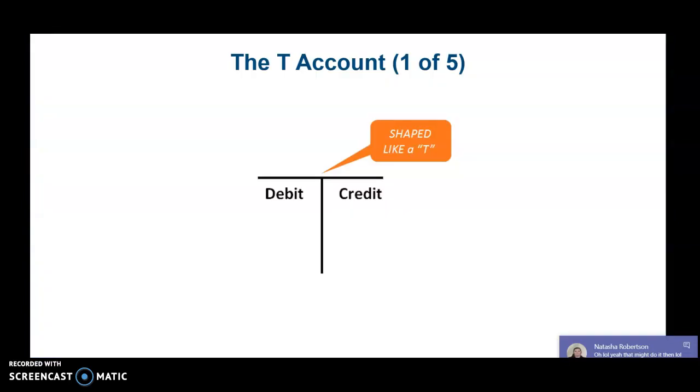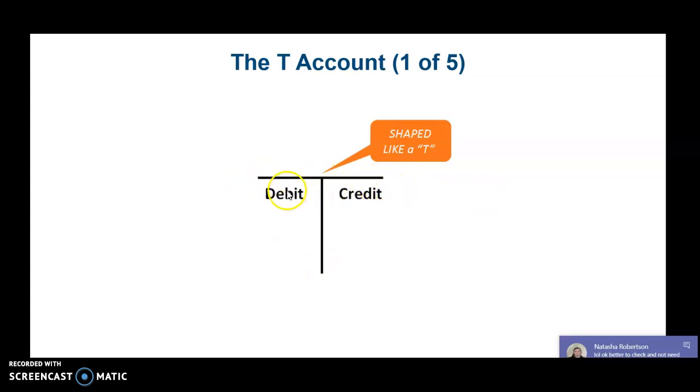The first thing that we're going to talk about in chapter 3 is what we call T accounts. In accounting, the T account is one of the most essential things we have. The main reason it is so essential and why we use it is because it helps us separate our accounts. It helps us to know whether we're increasing accounts, decreasing accounts, things like that. When you look at this, we call it a T account because it's shaped like a T.